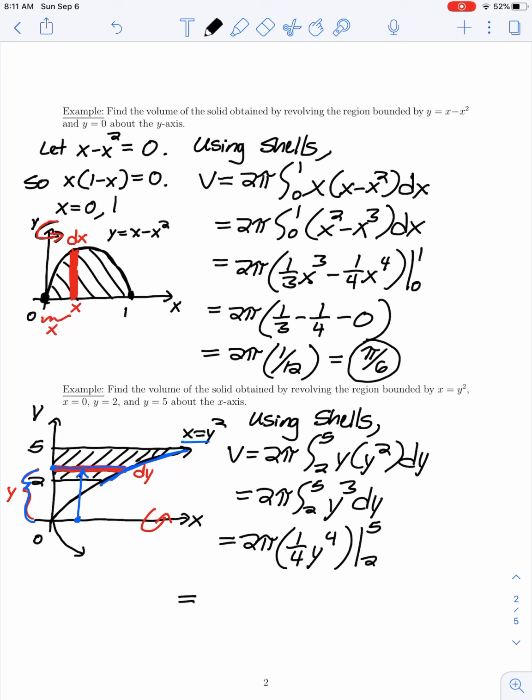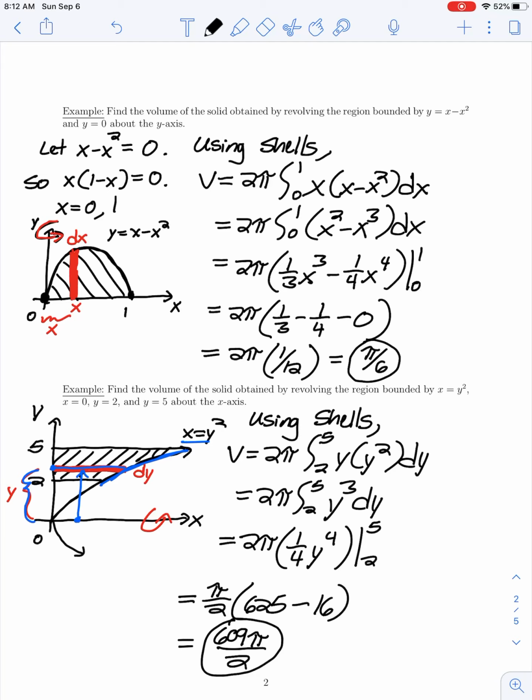So simplifying a little bit here, we have a constant 2 pi times the 1/4, which gives us pi over 2, times, when we evaluate this antiderivative at 5, 5 to the 4th, or 25 squared, which is 625, minus 2 to the 4th power, which is 16. So altogether, we're left with 609 pi over 2 cubic units for the volume of the solid being described here. All right.